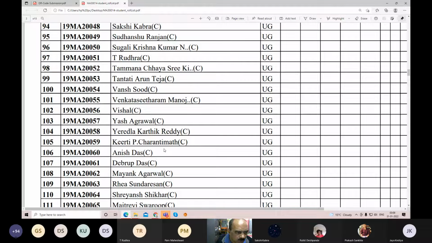101, 102, 103, 104, 105. 101, Manoj. 102, Vishal. Present, sir. Vishal is present. 101 is also there. 103, present. Yash Agarwal. 104, present, sir. Karthik Reddy. Yash Agarwal present. Karthik Reddy, present, sir. Kirti. Sir, 101 present, sir. So Karthik Reddy is the group leader. Okay.